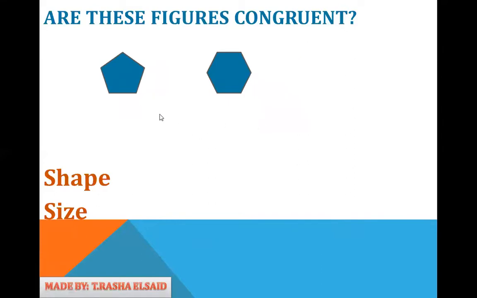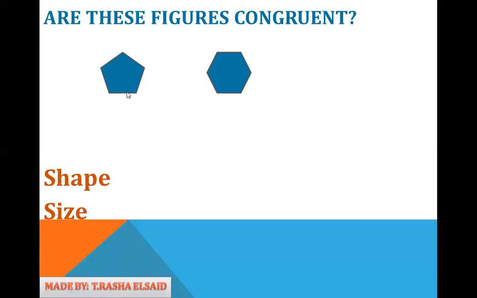Look at these two figures. The first one is called what? This is a plane figure. It is called, excellent, pentagon, because it has 5 sides. Let's count. 1, 2, 3, 4, 5. It is a pentagon.